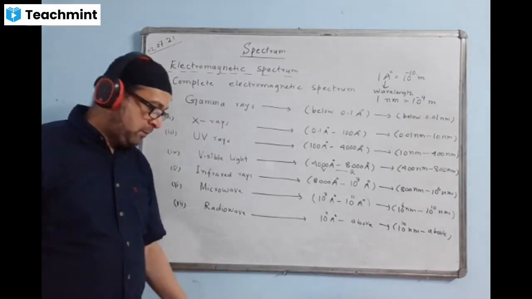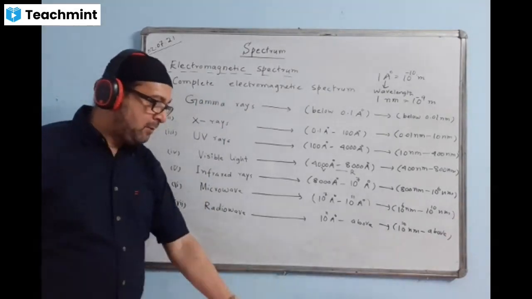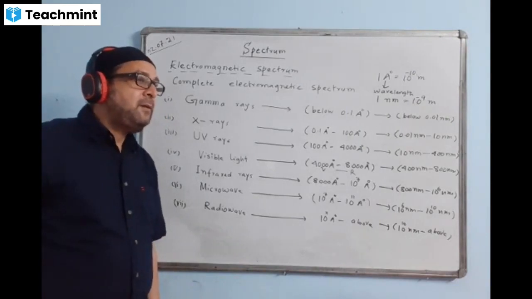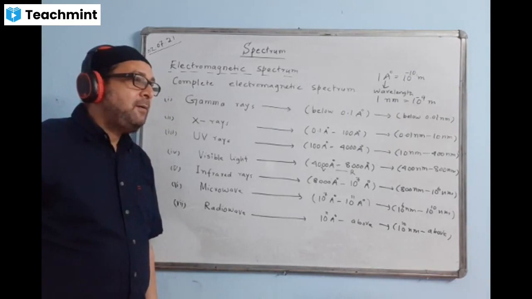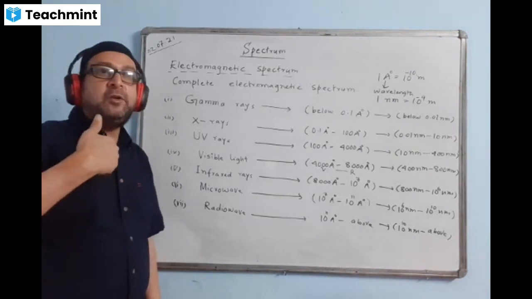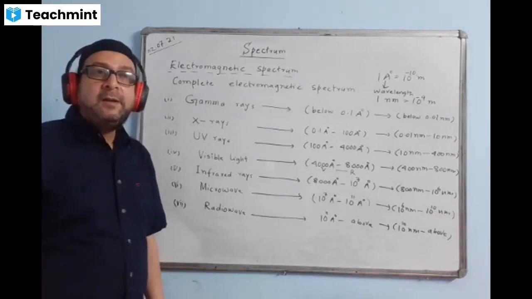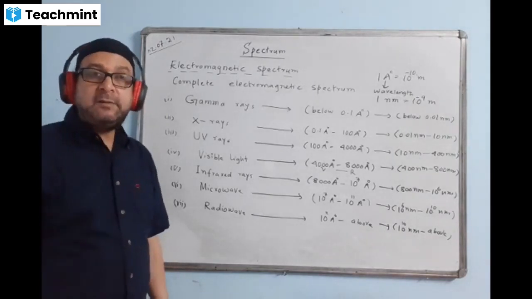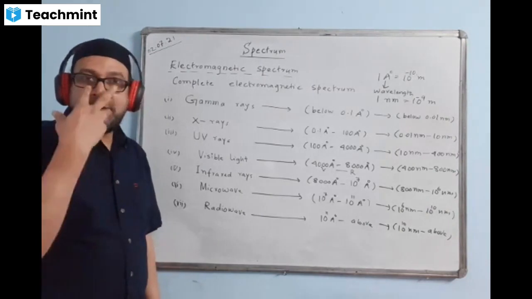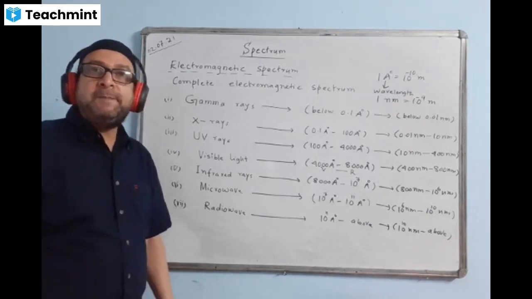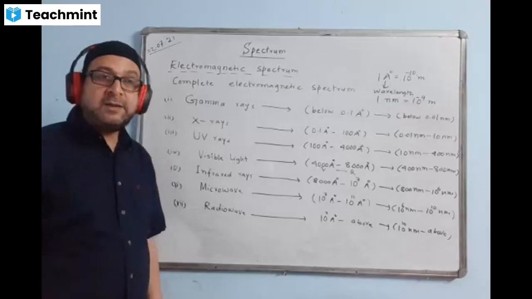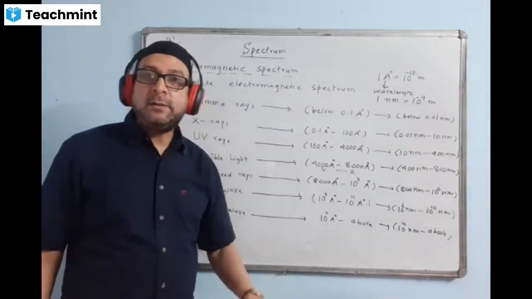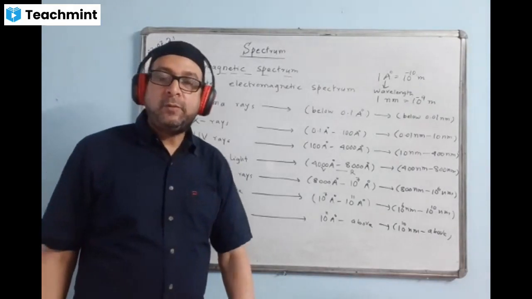So what happens when gamma rays penetrate our body? When gamma rays pass through your body, the person will not survive. There will be cancer. And the person will become blind also, because passing through the eyes, it will damage the retina and tear it off. It is very, very harmful.